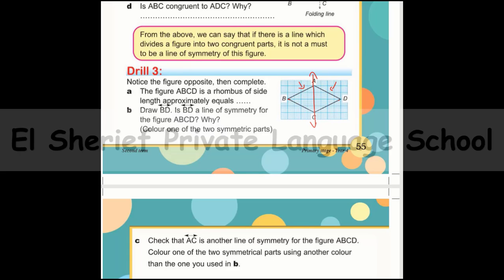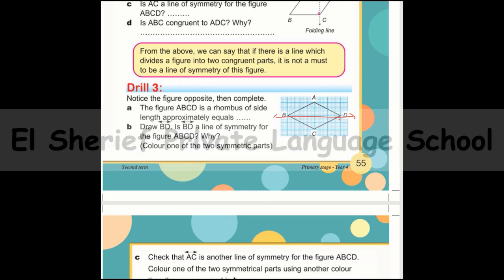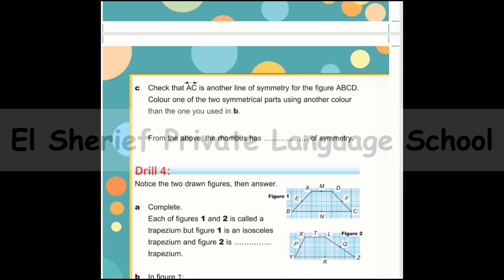And we can also divide it into congruent parts like that. From this part, we can divide the rhombus into two congruent figures, and we can fold it. So we can set straight line CD as a line of symmetry of the rhombus. So the rhombus has two lines of symmetry.